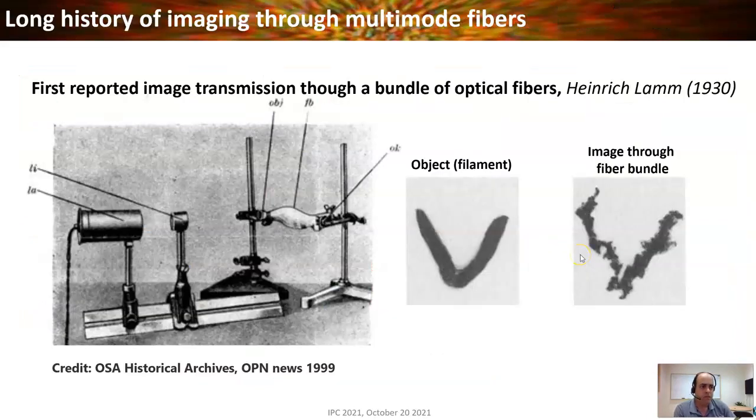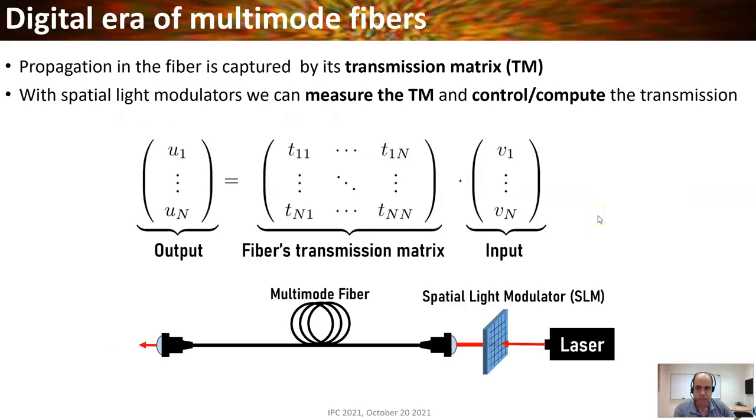The motivation for imaging through fibers is clear, especially for biomedical endoscopic applications, and thus it has a long and fascinating history. Here's a beautiful example from the 1930s by Heinrich Lamm, who succeeded to image a filament of a light bulb through a bundle of multimode fibers. So you may ask what is new.